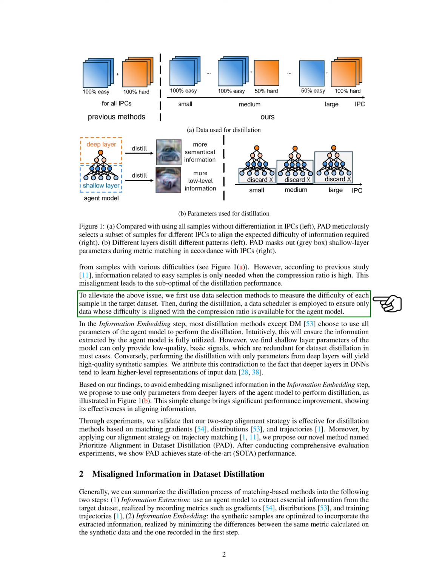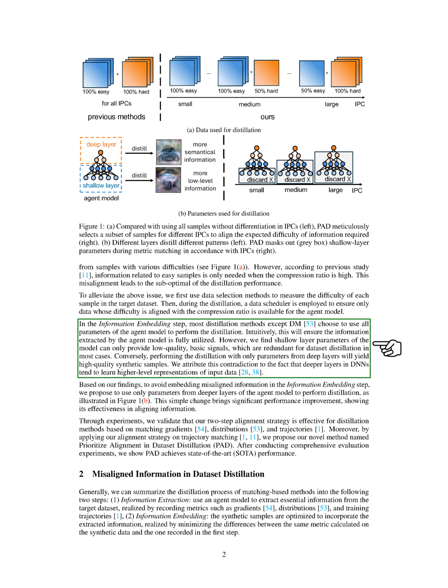To address this, we implement data selection methods to assess the difficulty of each sample and use a data scheduler during distillation to ensure that only samples aligned with the compression ratio are used. In the information embedding step, most methods utilize all parameters of the agent model for distillation. While this seems beneficial, we find that parameters from shallow layers provide low-quality signals that are often unnecessary.